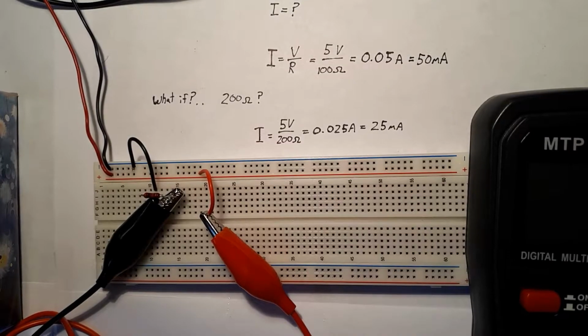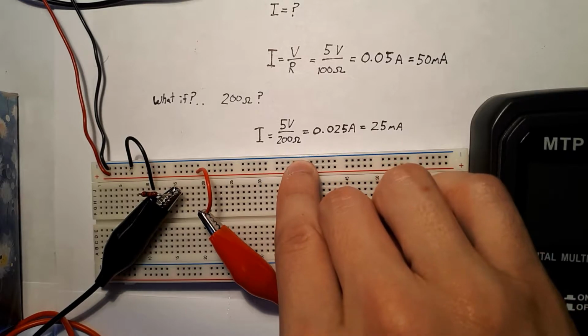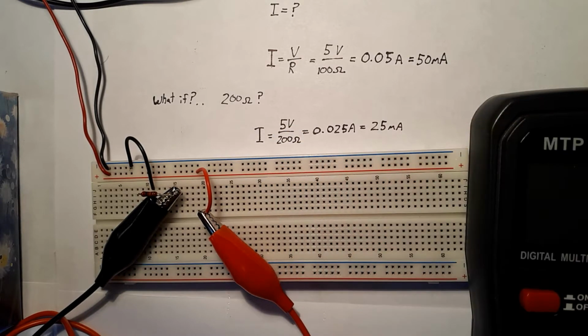And again, if we go through our calculations, this makes sense with our law. Current is equal to voltage over resistance, and if you divide 5 by 200, you get 0.025 of an amp, or 25 milliamps.